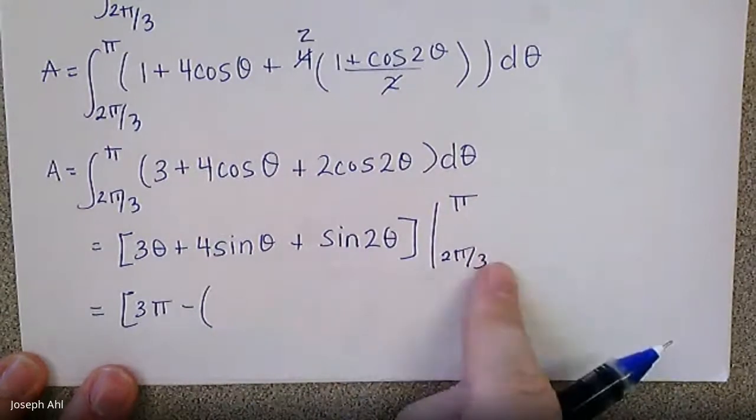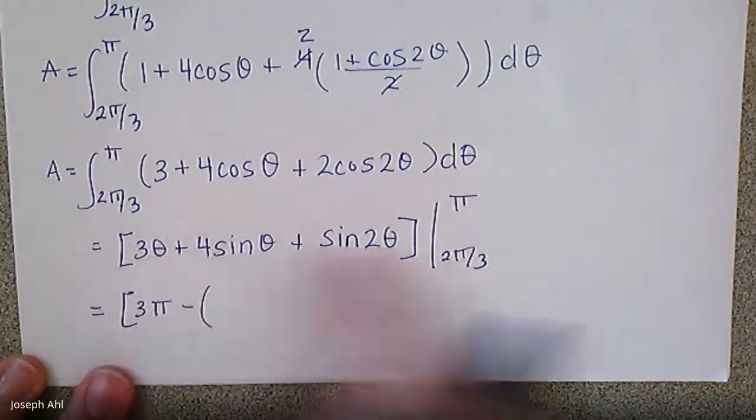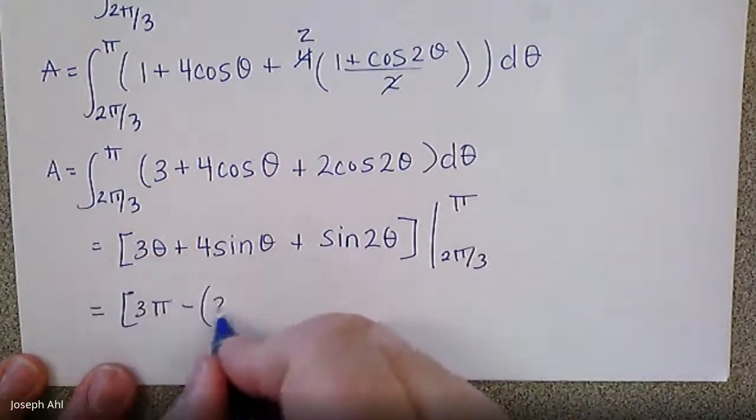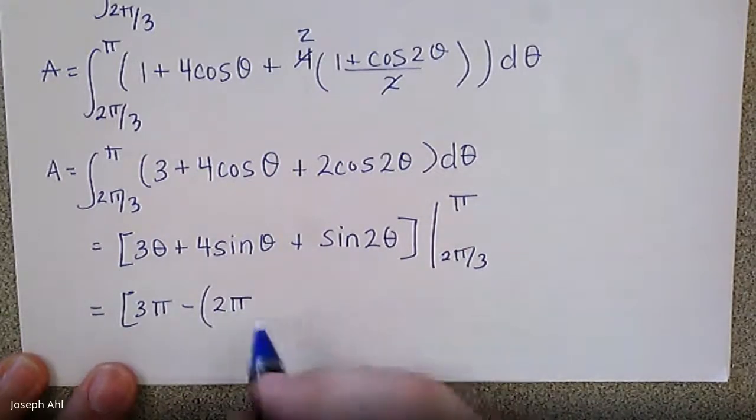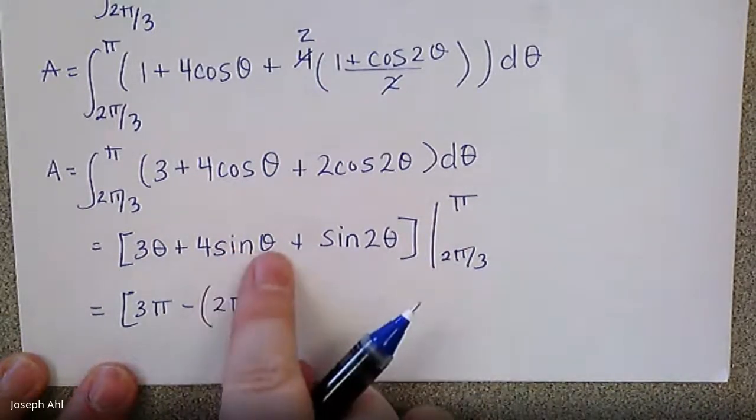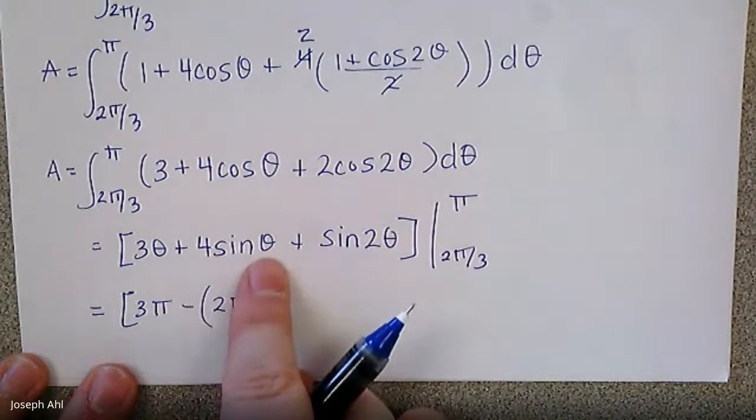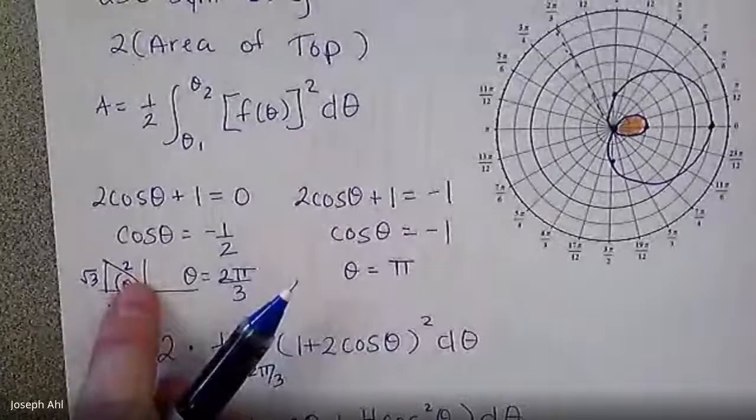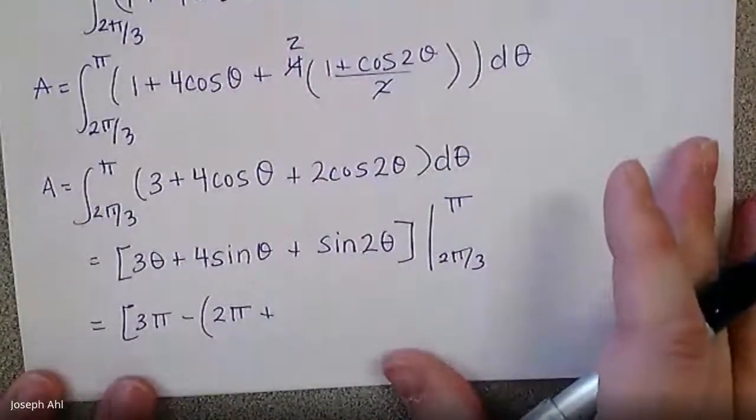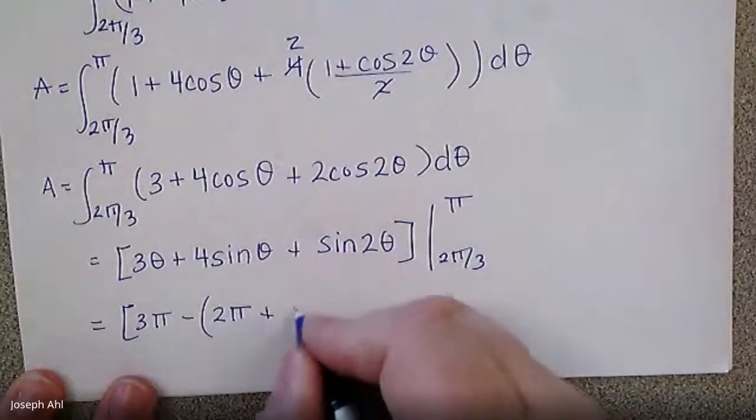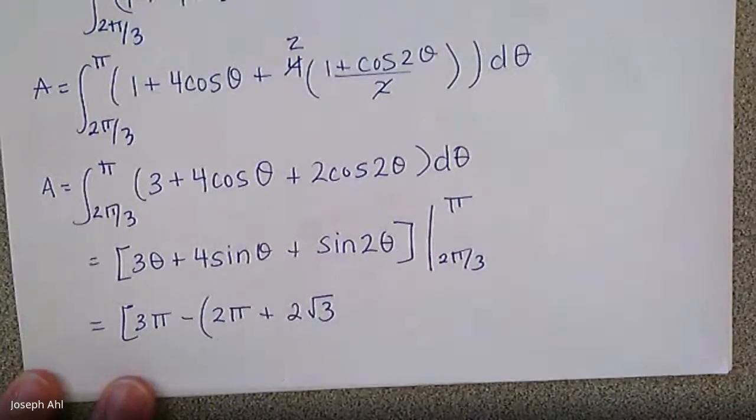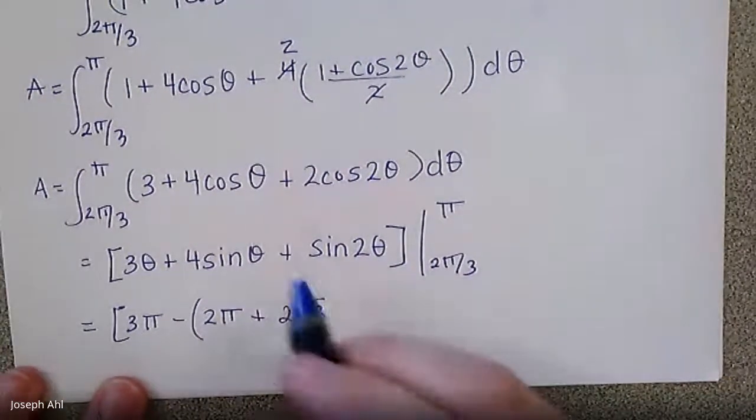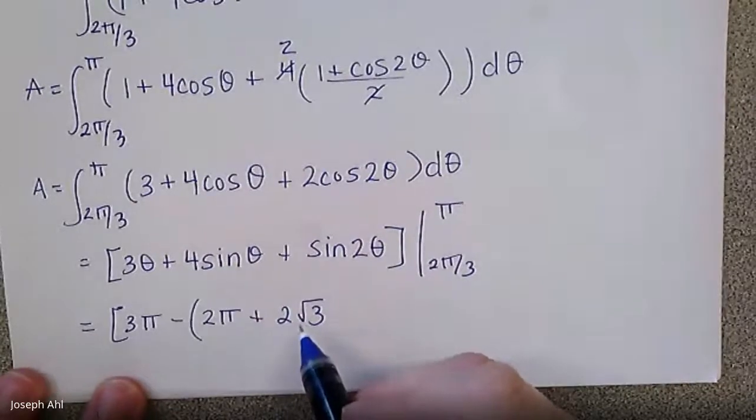Minus, let's see what happens. When I plug in 2 pi over 3, the 3's cancel, so that's a 2 pi now. Plus, let's see, sine of 2 pi over 3, that's going to be sine of an angle in quadrant 2, which is positive. Remember, if I come back up here, sine would be opposite over hypotenuse. So that's radical 3 over 2. 4 times that is going to be 2 radical 3. So a little bit of special triangles there to get this answer of 2 radical 3.